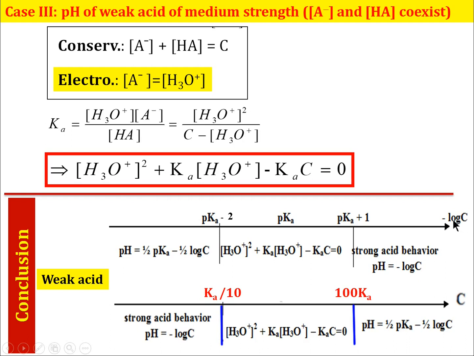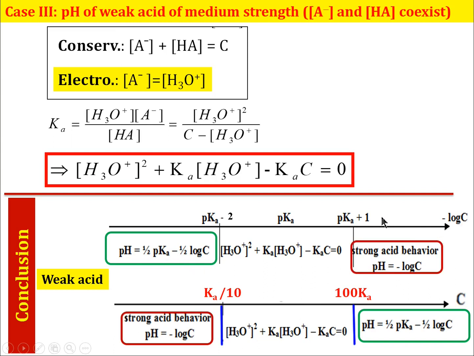If minus log C of the weak acid is less than pKa minus 2, or in other words, if the concentration of weak acid is greater than 100 times Ka, we apply directly the formula pH of weak acid equals half pKa minus half log C, or pH equals half pKa plus half pC.